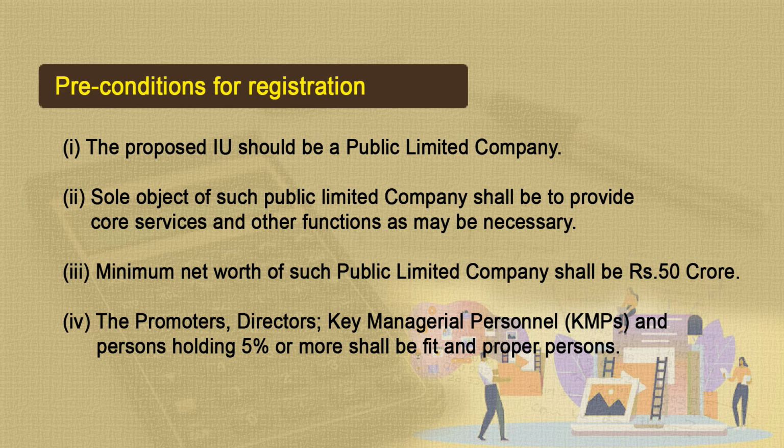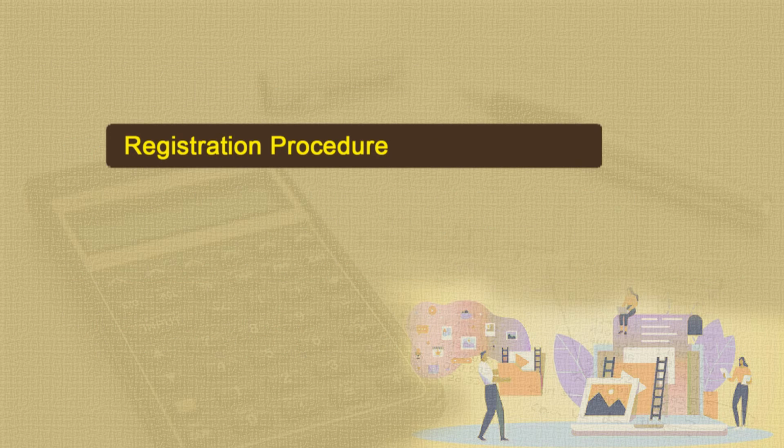The registration procedure is that the application shall be submitted in Form A along with proof of a non-refundable fee of rupees 5 lakhs, and the applicant shall pay rupees 50 lakhs within 15 days of intimation for registration. The certificate of registration, once issued, will be valid for 5 years.